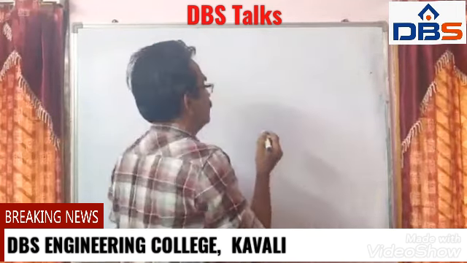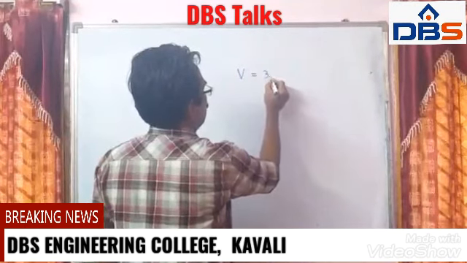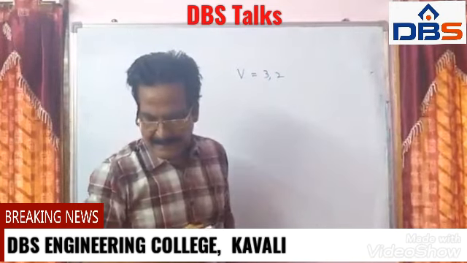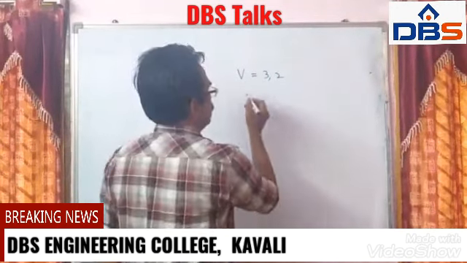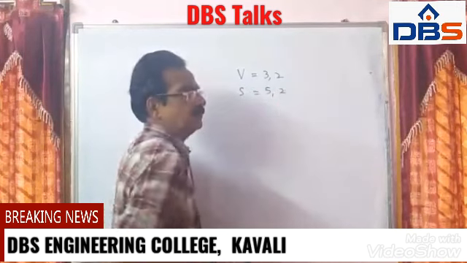Today let us do some more problems on parabola. So the first problem is, what is the equation of the parabola whose vertex is 3, 2 and focus is 5, 2.